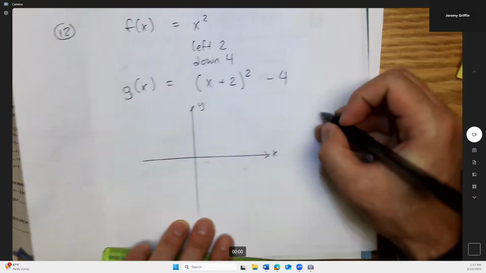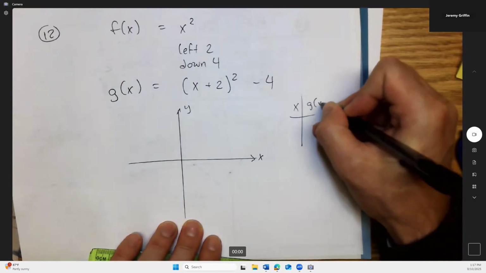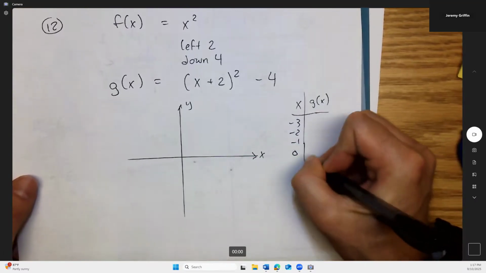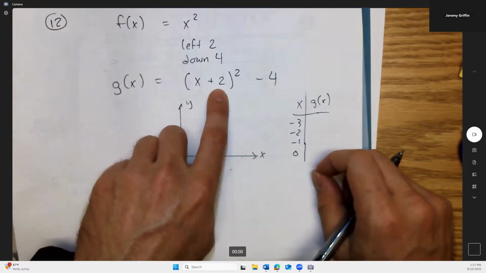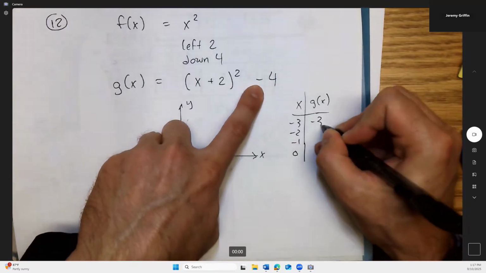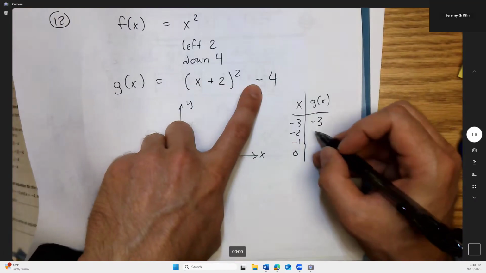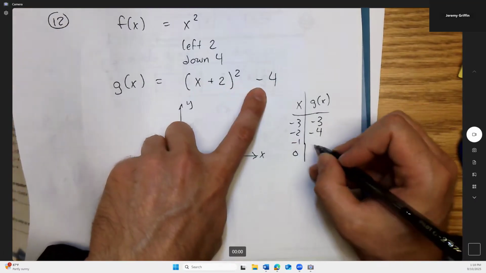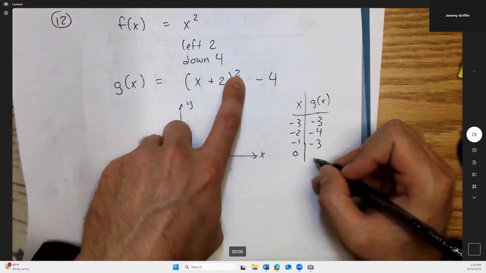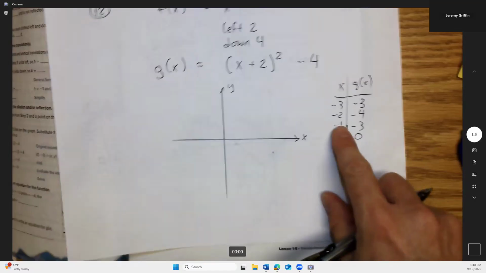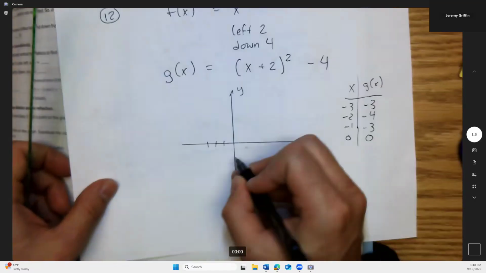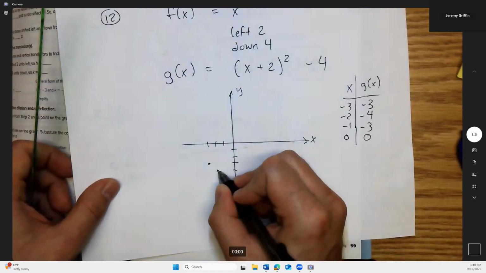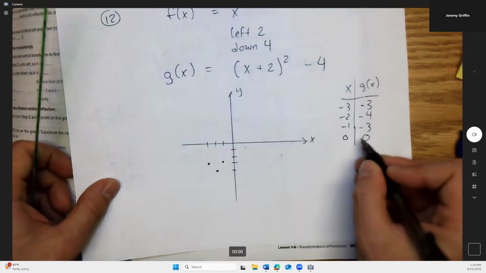X, Y, x table. Okay. So let's go negative 3, negative 2, negative 1, 0. Okay. So if I plug in negative 3, this comes out to negative 1. Squared is 1, minus 4 is minus 3. Negative 2, this zeroes out. Minus 4 is negative 4. If I plug in negative 1, this is 1. Squared is 1. Minus 4 is negative 3. If I plug in 0, this is 2 squared is 4. Minus 4 is 0. Okay, let's plot those points. So negative 3, negative 3, right here. Negative 2, negative 4, right here. Negative 1, negative 3. 0, 0.